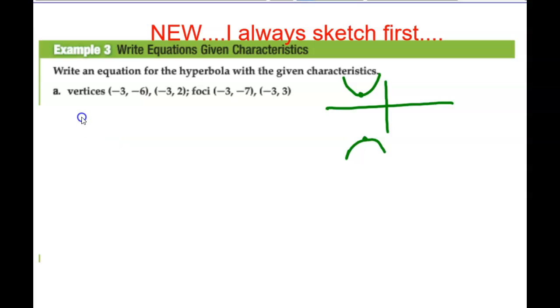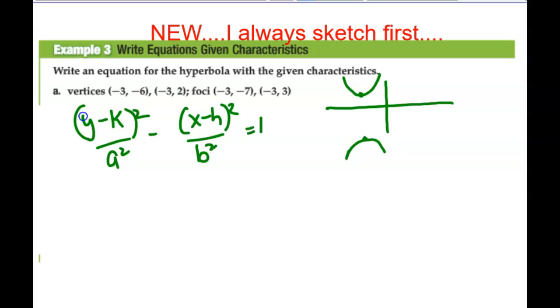Okay, so I'm looking for an equation that has a y minus k and x minus h. Okay, then they tell us the foci are at 1 unit inside of here. Okay, that's interesting. Can anybody tell me how we are going to start this? Okay, is there a better way to just find the center?